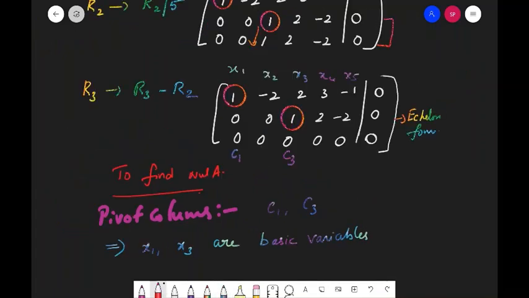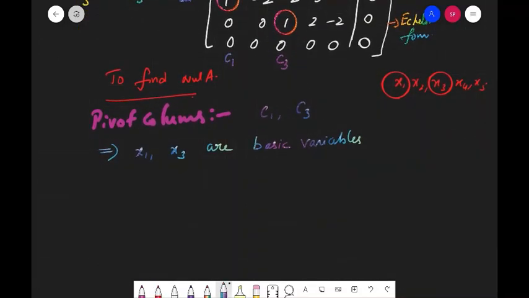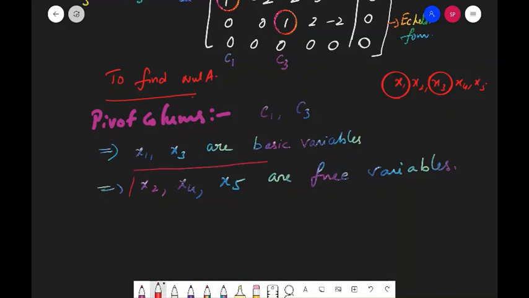So now you have 5 variables. What are those 5 variables? You have x1, x2, x3, x4, x5. Among these 5, x1 and x3 are basic variables. Then what are the free variables? That implies x2, x4, x5 are free variables. These free variables are important for us. And now our next task is to write the equations from the echelon form.